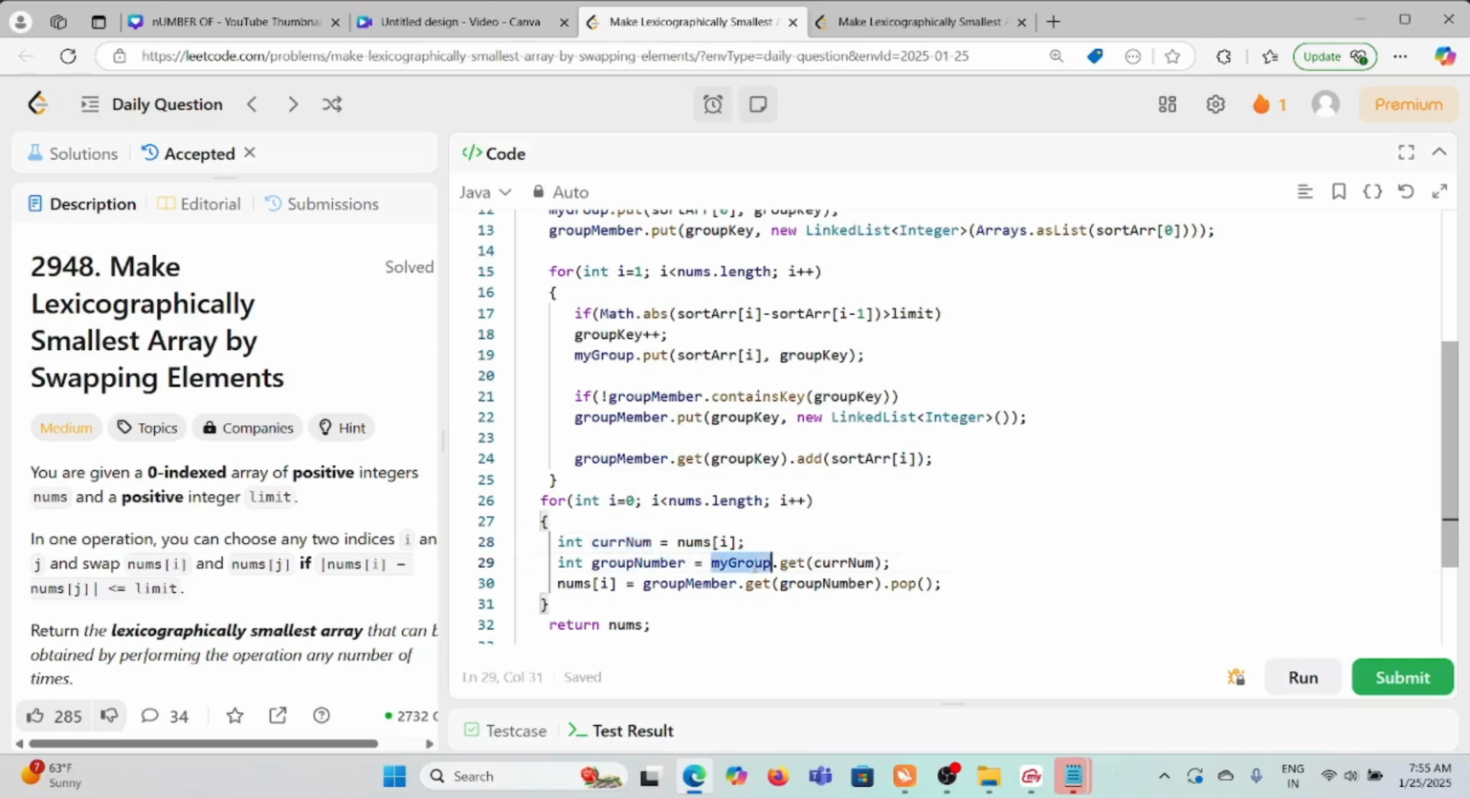Then we look at what is the group number of this number. So we can get it from group dot get of the num. So from here we can get the group ID. Once we have the group ID, we will get the list of numbers. So see here, group member dot get, so we will get the list in that group, and then we are picking the very first guy and removing it. Pop means removing the first guy in the list. So we removed it and assigned it at nums i.